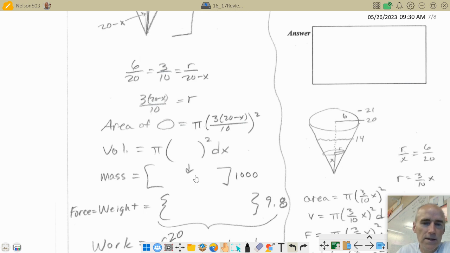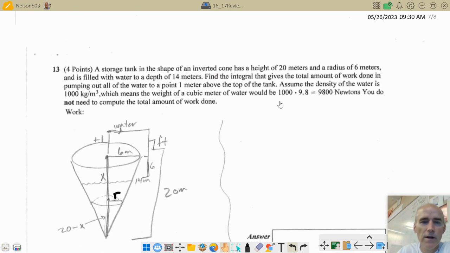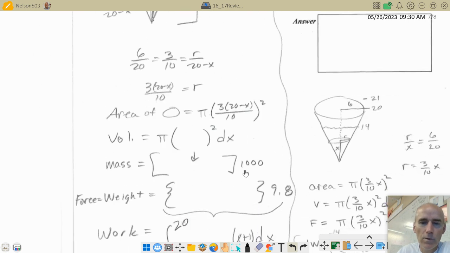Then if I want the mass, it told me I got like 1,000 kilograms per something or other. 1,000 kilograms per cubic meter, right? So we're multiplying by 1,000 because this was in cubic meters. So if I multiply by 1,000, now I got the mass. If I multiply by 9.8, now I got the weight. I know those are physics things. It tells us up in the directions. You can just multiply by 9,800, right?